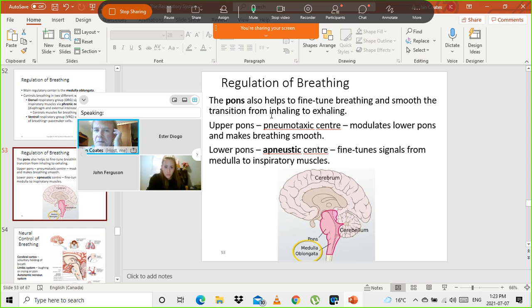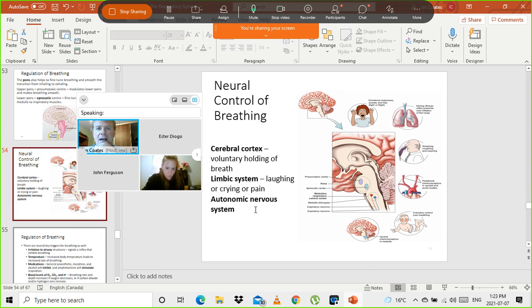Here we've got the lower pons. Neural control of breathing. I'm not going to go into it, but with our autonomic nervous system, we have the ability, almost like the Matrix, to jump in, take control, and then jump back out again. If you want to hold your breath, you do have control, but eventually things go back to being regulated. In the limbic system there's laughing, crying, hiccups. We still don't even know what hiccups are all about. So lots of fun.